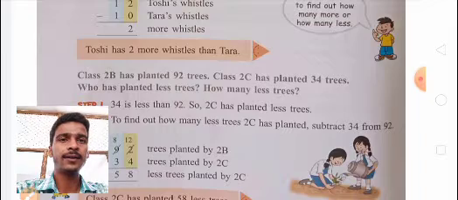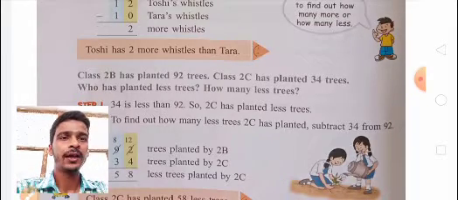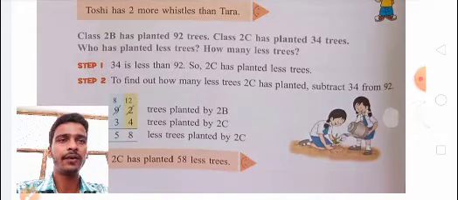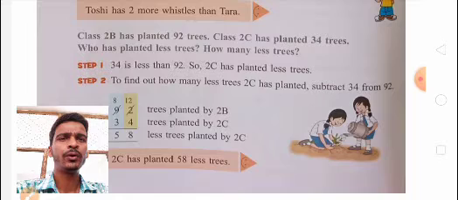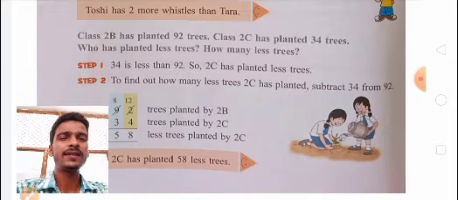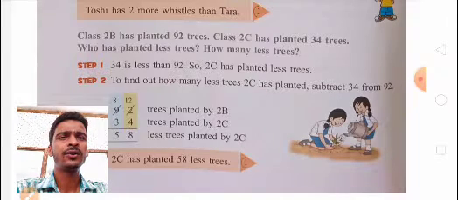There is another example. Class 2B has planted 92 trees, and class 2C has planted 34 trees. Who has planted fewer trees? How many fewer trees? You can see here that 34 is smaller than 92. We can also say that 34 is less than 92. So class 2C has planted fewer trees.